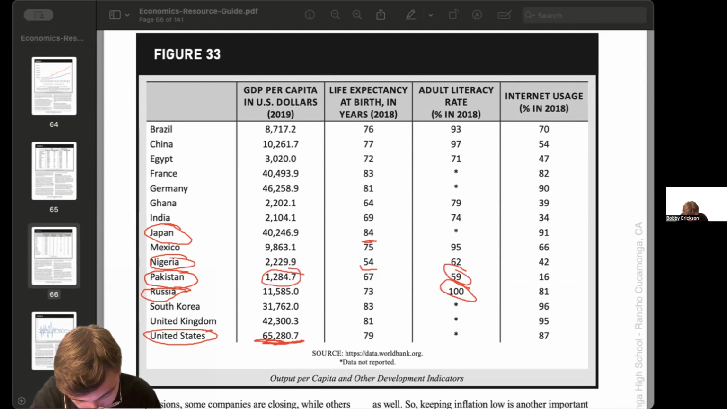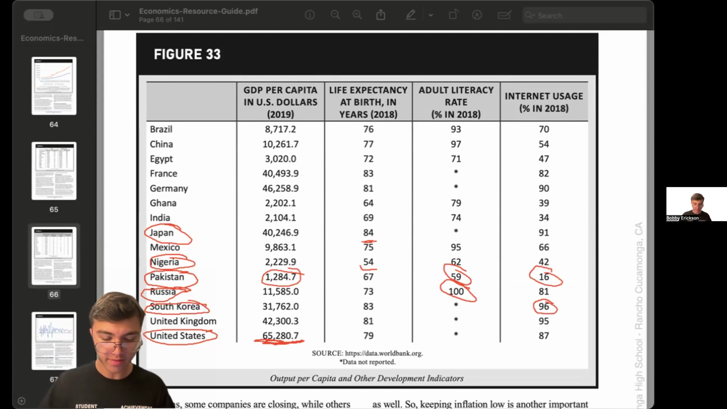So GDP per capita and adult literacy rate in Pakistan are lowest. And then internet usage, same thing. Pakistan is the lowest, but the highest is actually South Korea here. So we've got the highest and lowest, which will be really useful for understanding and memorizing.